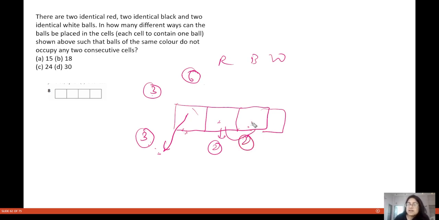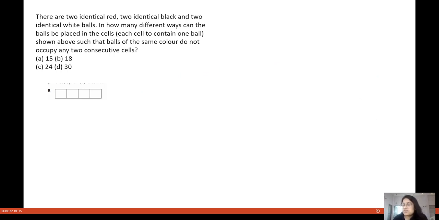And the color that you have put here you can't put next, so just eliminate that. Out of 3, you are left with 2 choices. So the answer will be 3 into 2 into 2 into 2, which is 8 into 3, so that is 24. I hope you understood the arrangement this is asking, but this can be done mathematically. This is very simple.